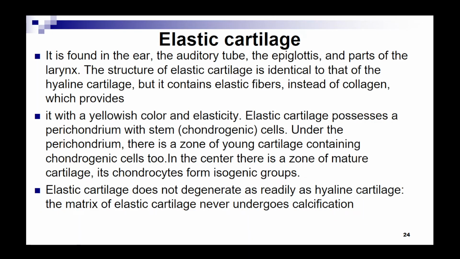It is found in the ear, the auditory tube, the epiglottis, and parts of the larynx. The structure of elastic cartilage is identical to hyaline cartilage, but it contains elastic fibers instead of collagen, which provides the yellowish color and elasticity. Elastic cartilage possesses a perichondrium with stem chondrogenic cells, as before in the hyaline. Under the perichondrium there is the zone of young cartilage containing chondrogenic cells too. In the center, in the zone of major cartilage, chondrocytes form isogenous groups. Elastic cartilage does not degenerate as readily as hyaline cartilage, and the matrix of elastic cartilage never undergoes calcification.